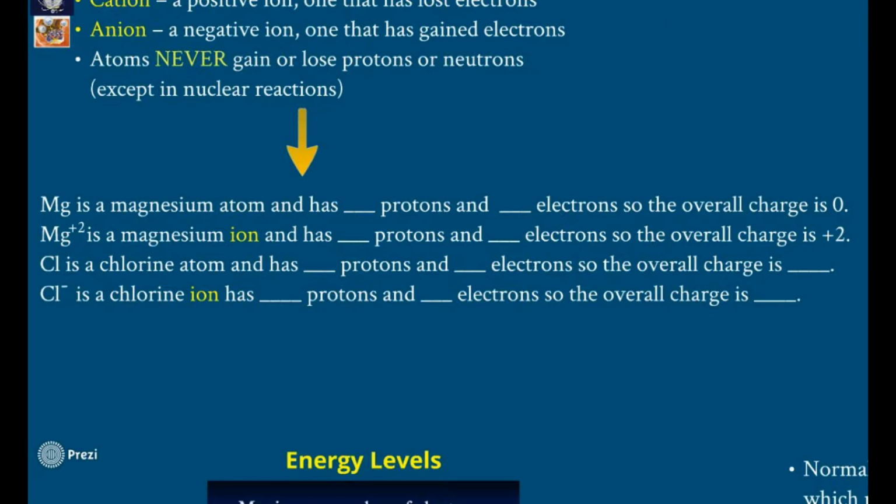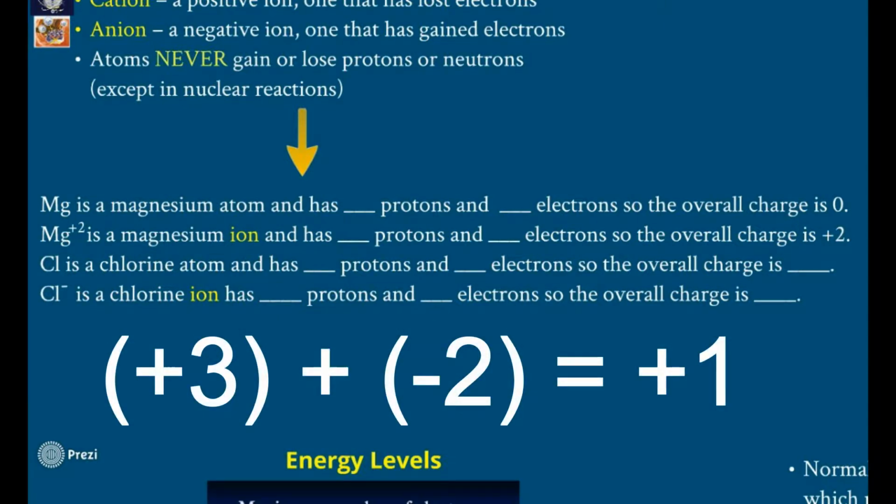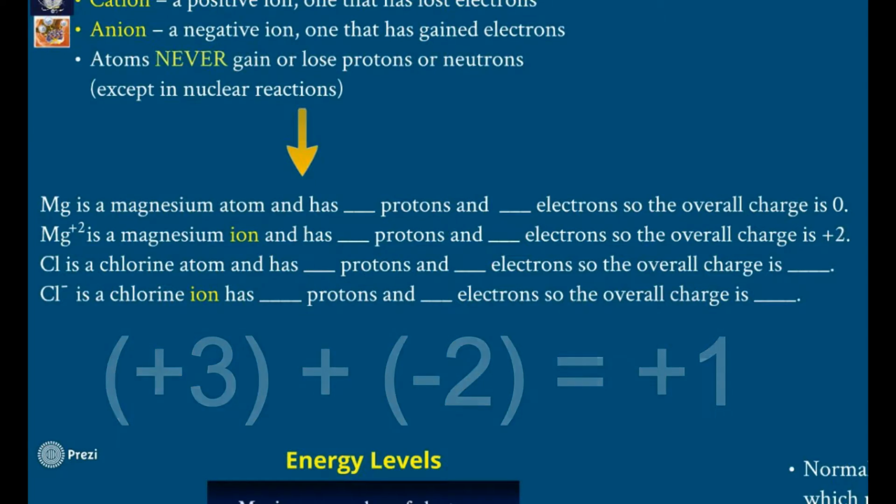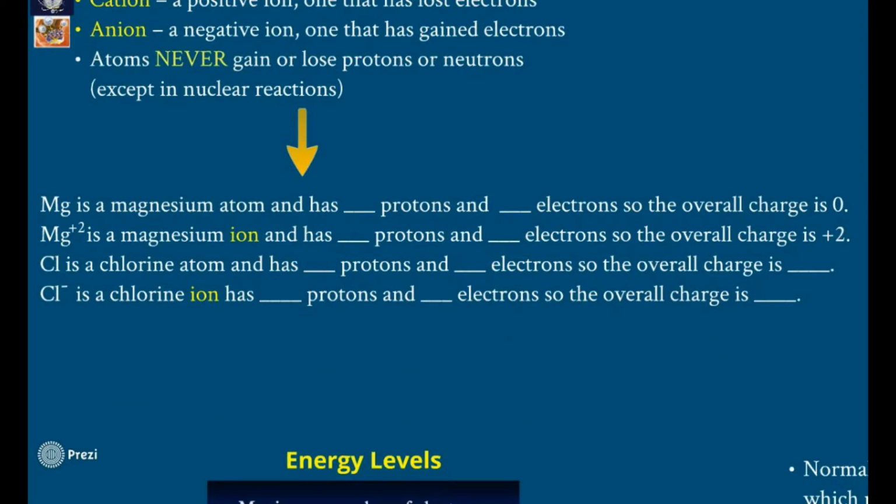And so let's see, it's lithium. Let's say it has 2 electrons. What's its overall charge going to be? 3 minus 2, which is going to be positive 1. So you can see how the charge can change depending on how many protons and electrons it has. So it really all depends on how those electrons vary.